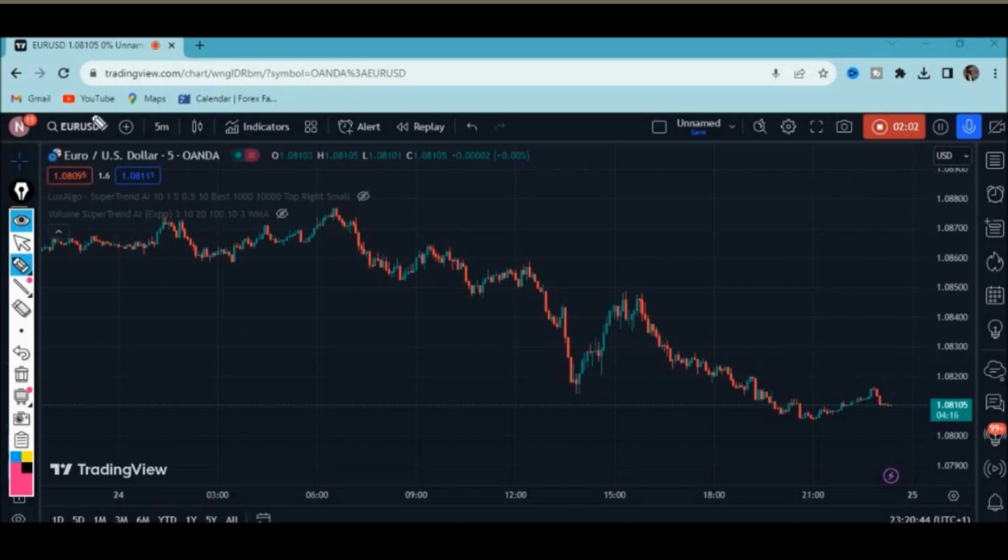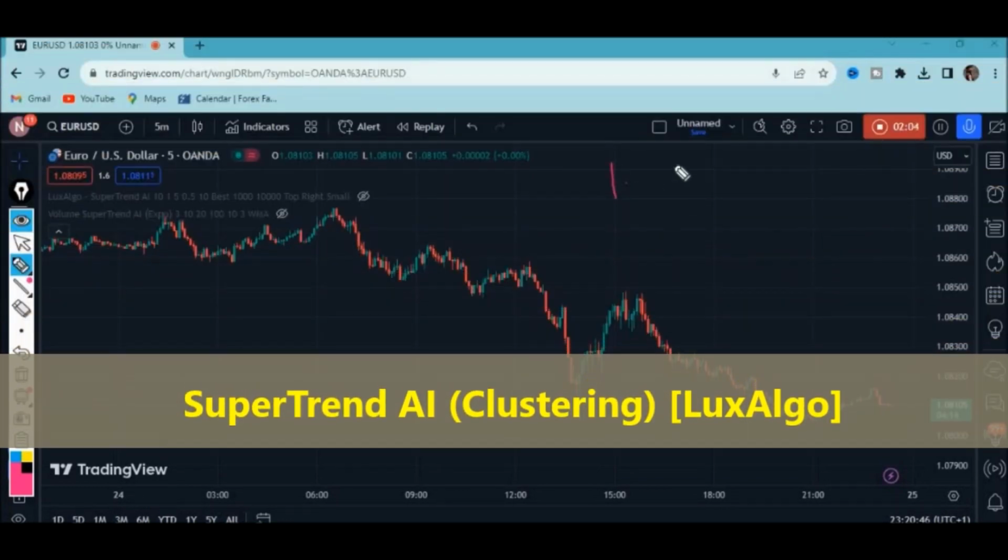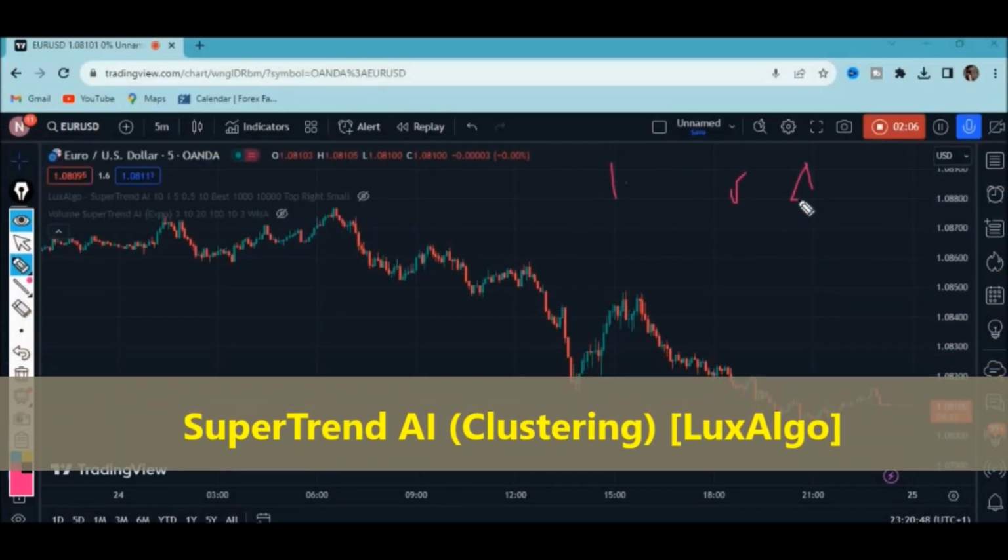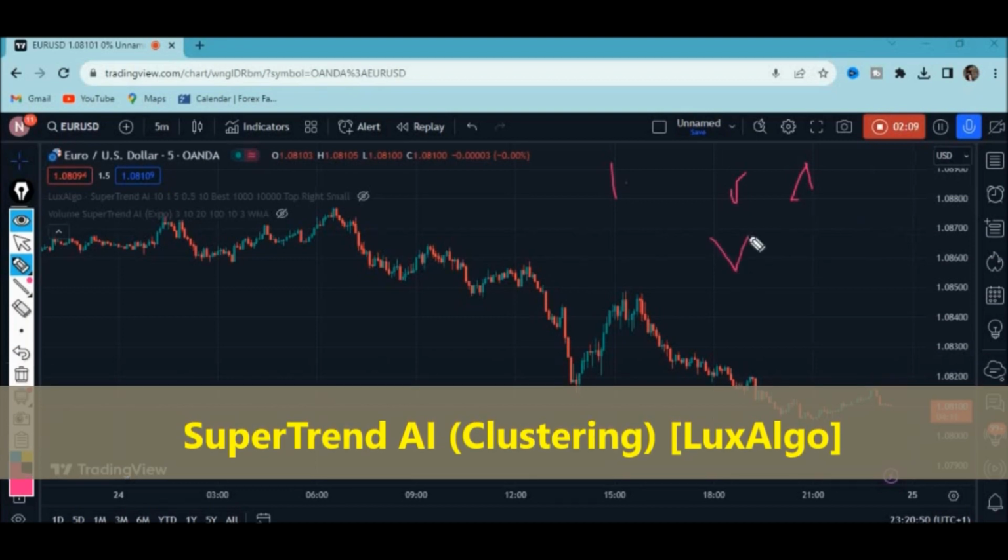So guys, I told you the first indicator is called the LuxAlgo SuperTrend AI, but the second one is called the Volume SuperTrend AI. The second one actually focuses majorly on volume to show us the trend of the market, but when you compare the two indicators, you will see they are working the same. So guys, let's first add the first indicator by LuxAlgo.